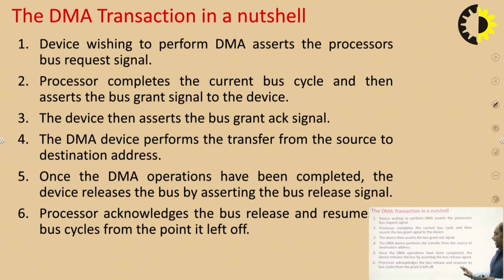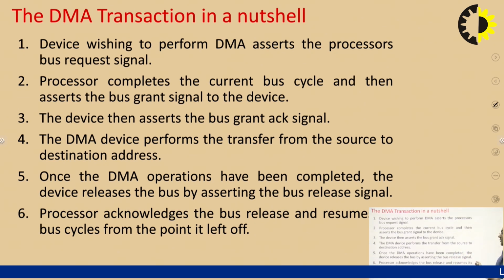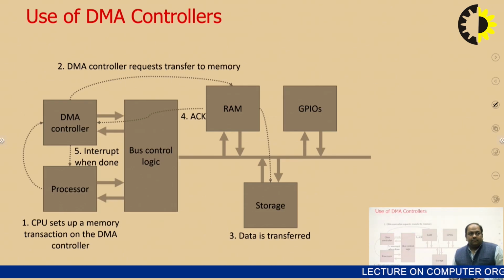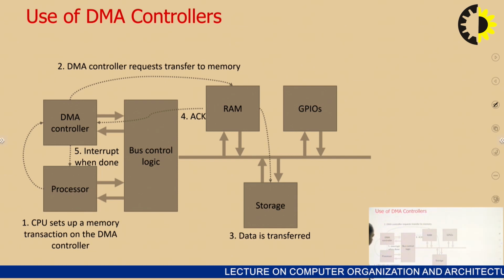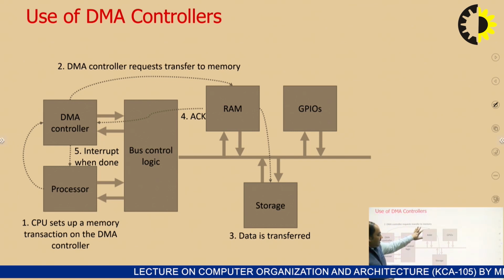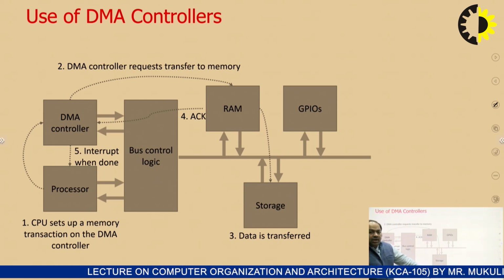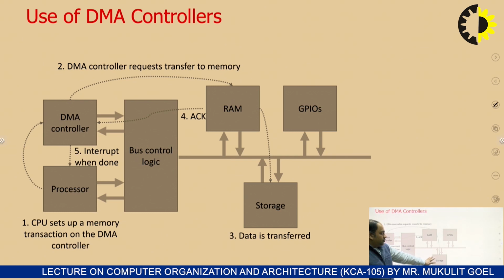The processor acknowledges the bus release and resumes its bus cycle from the point where it left off. Now I will show it using a diagram. First, the CPU sets up the memory transaction on the DMA controller. From the DMA controller, it will go to the RAM. Then from RAM, it will go to the data transfer or any storage device.